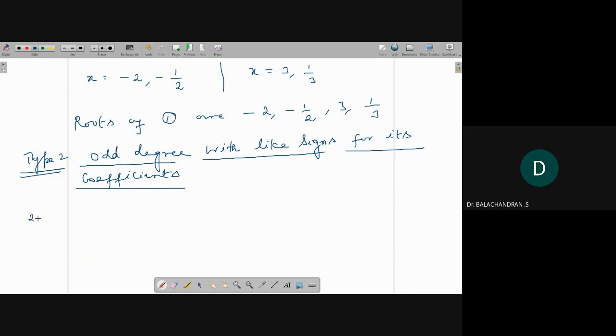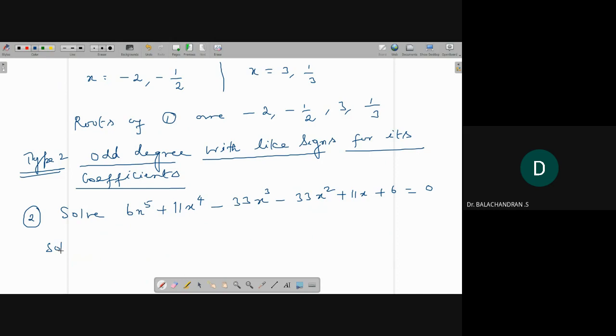Problem number 2, solve 6x power 5 plus 11x power 4 minus 33x cube minus 33x square plus 11x plus 6 equal to 0.